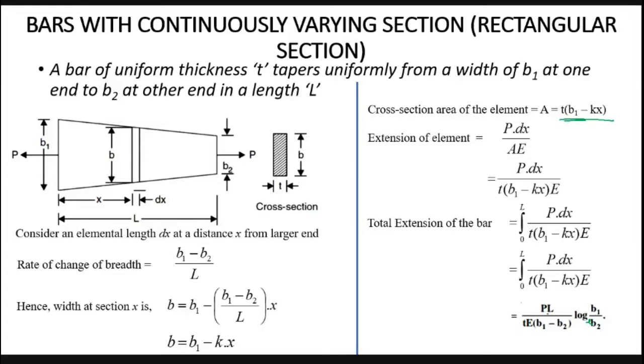So for a rectangle, the formula is PL by t (b1 minus b2) into ln b1 by b2. When you integrate, you will get only ln. You won't get log. It is like integrating 1 by x dx. 1 by x dx is ln x. Right. So that is what you'll get here.